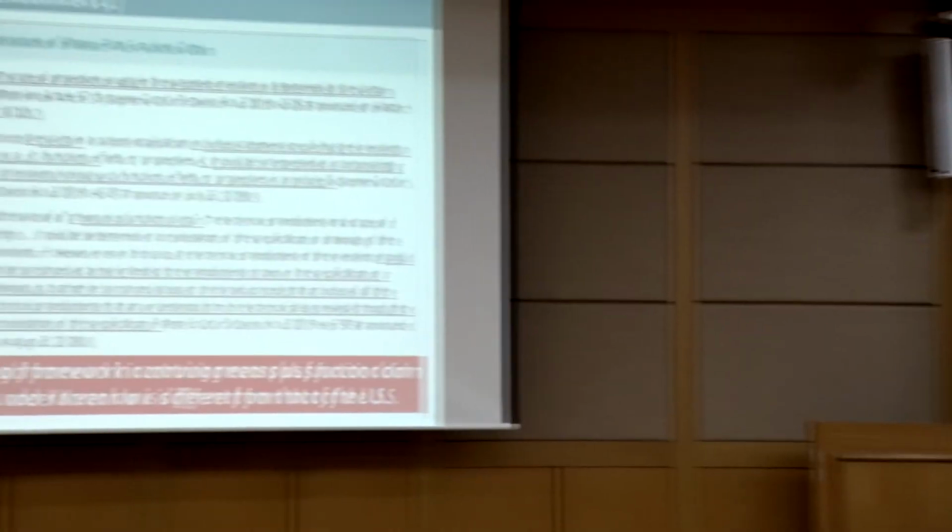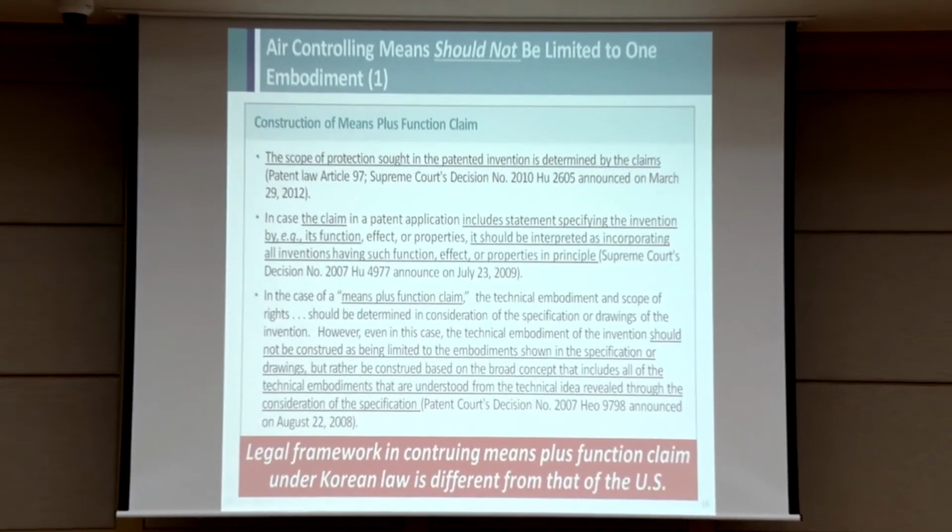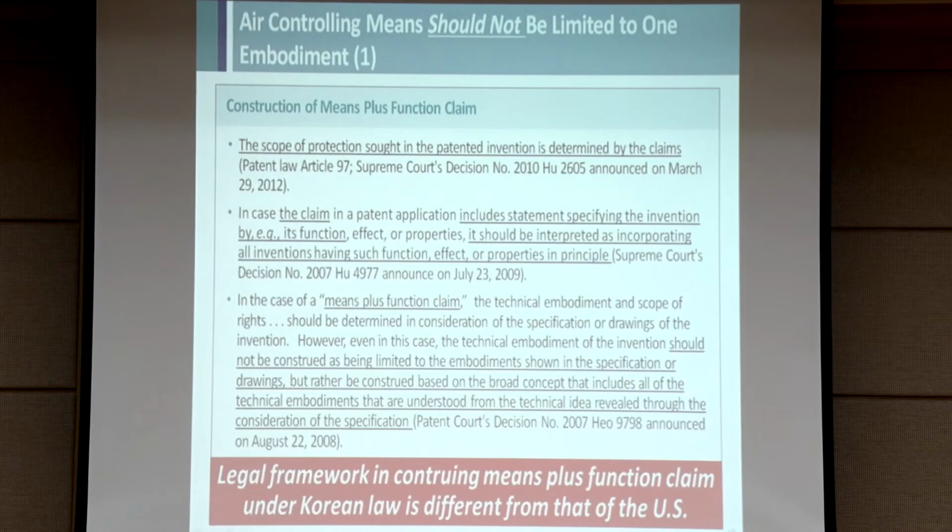That's our understanding. So if our interpretation of Supreme Court Decision 2 was that with the means plus function term, you're limited to only those embodiments that are expressly disclosed in the specification, you could not prevail. Is that correct? Sorry, could you repeat that question again? Certainly. If I emphasize the word if, our interpretation of Supreme Court Decision 2 was that with the means plus function claim term, you are limited to the embodiments that are disclosed in the specification, then you cannot prevail on this infringement claim. Is that correct?